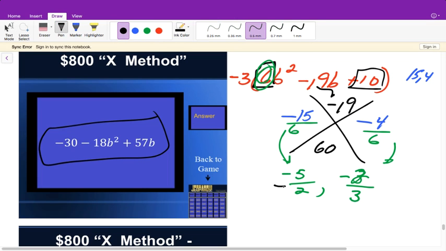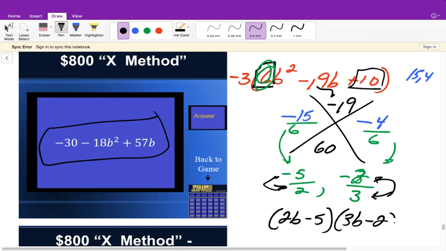And now, started from the bottom, now we're here. So 2b minus 5. Started from the bottom, now the whole class here, 3b minus 2. And don't forget this GCF that we took out to begin with, minus 3.